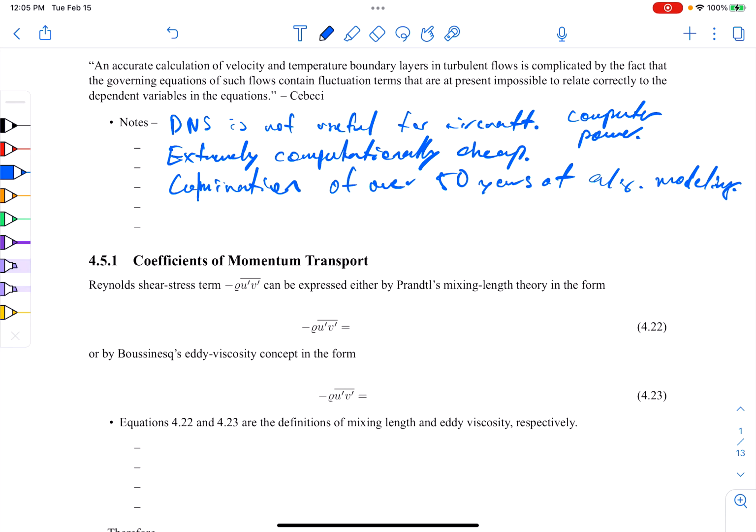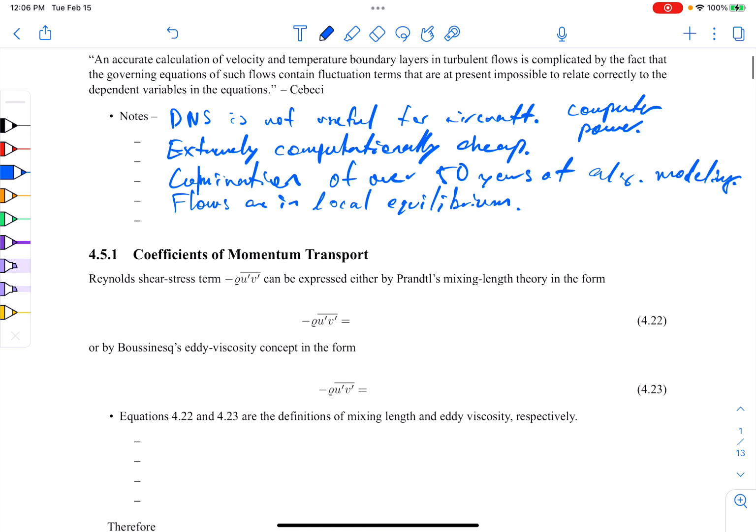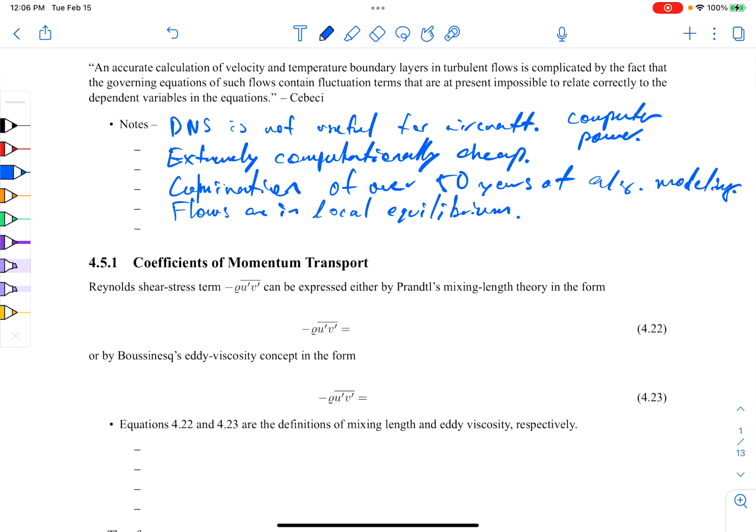And it must assume that the flows are in at least local equilibrium. And as usual, they don't describe the molecular motion, but the mean motion of the flows. But this is the same for all turbulent models. And these are sort of his introductory thoughts.